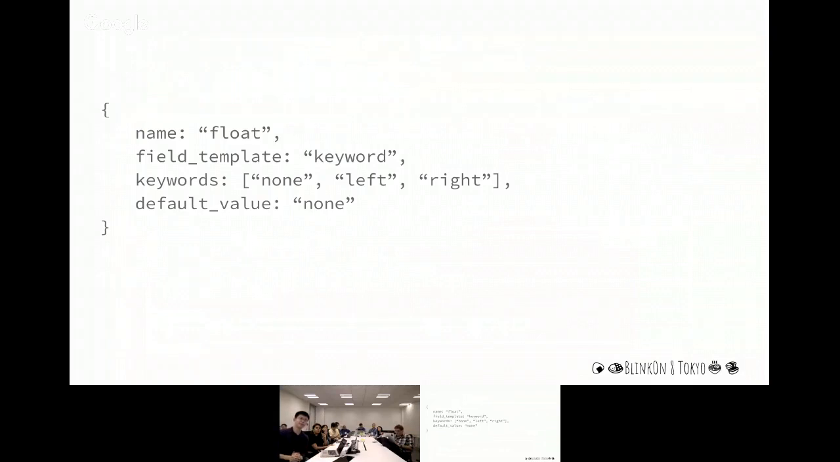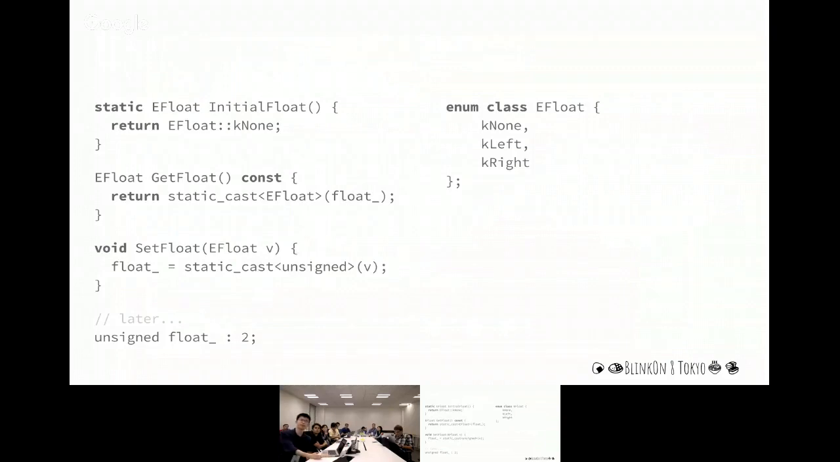Here's another example with the float CSS property. Float is what's called a keyword property, field template keyword. Float can be either none, left, or right. It can take on one of those values, and the default value here is none. Looking at the generated code, we still have the initial getters and setters, but because this is a keyword property, we can also generate an enum with the valid keywords as values. And for that extra icing on the cake, we can automatically calculate how many bits it takes to store this value, and that allows us to efficiently pack float as a bit field.